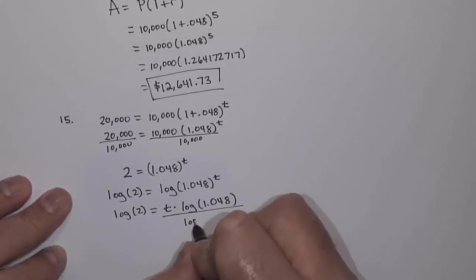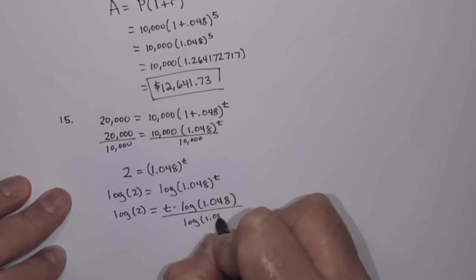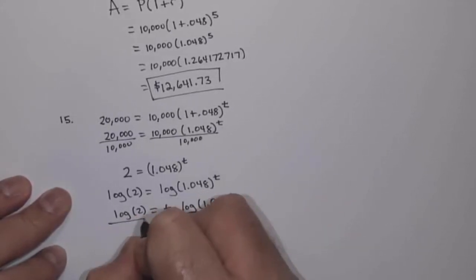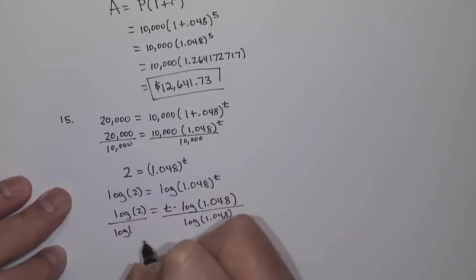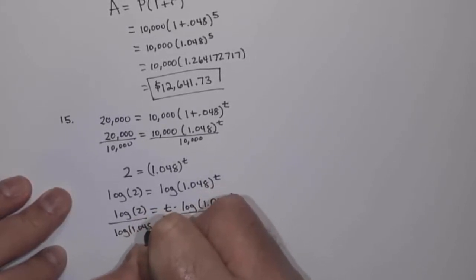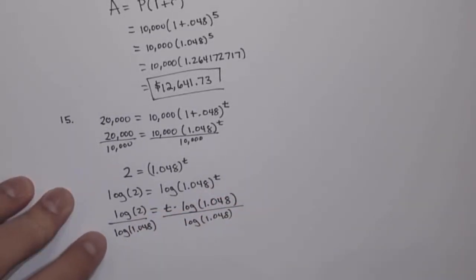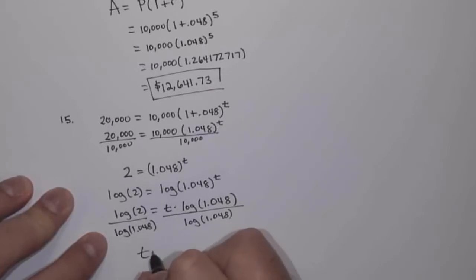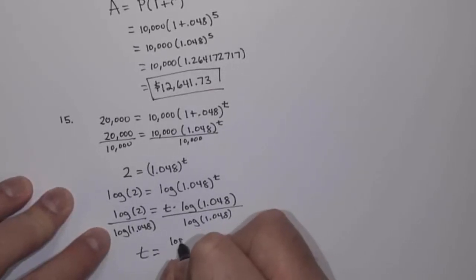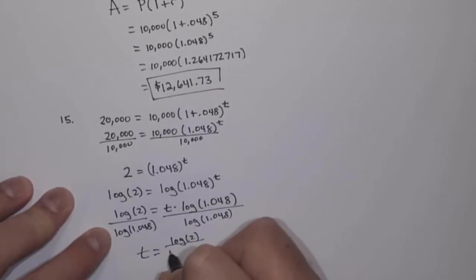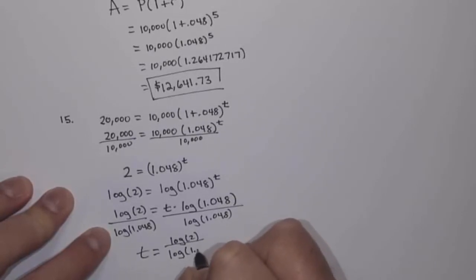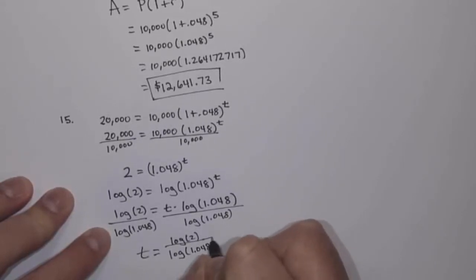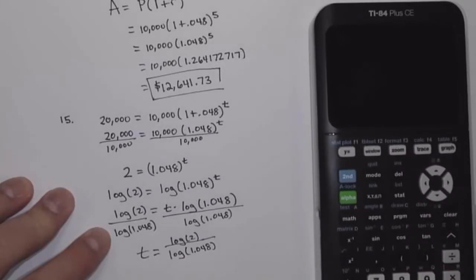So I have a weird number equals t times this other weird number. So if I divide both sides by this weird number, log of 1.048, that will give me the result. So on the right-hand side, t is going to equal whatever the log of 2 is divided by whatever the log of 1.048 is. Okay?